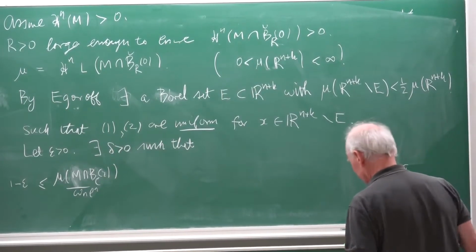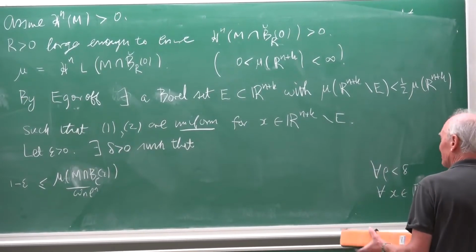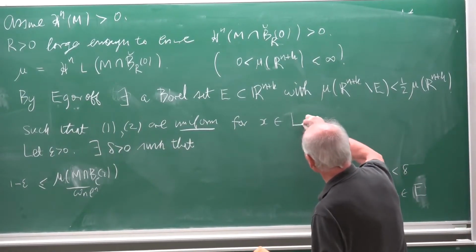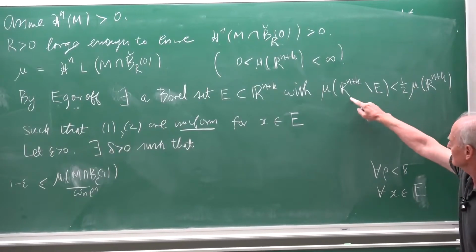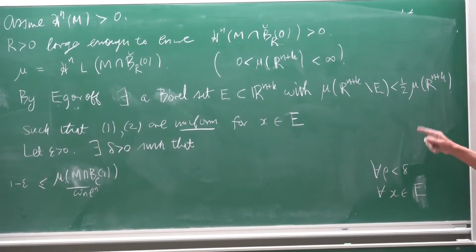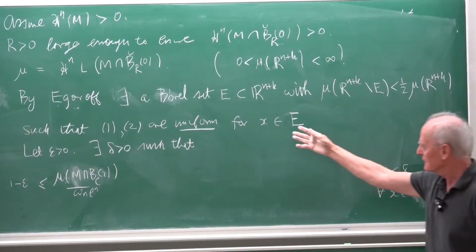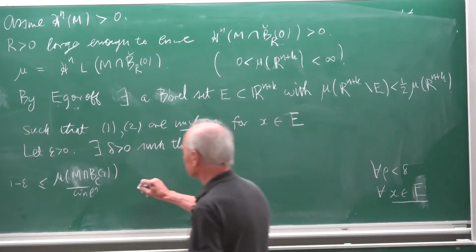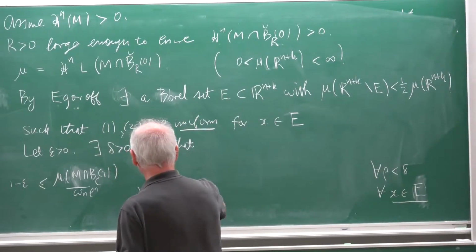Sorry, wrong way around. E is the set where the uniform convergence is occurring. So the complement is less than a half, chews up at least half, and then the uniform convergence is on the set E. So this is for every x in E. So we have that. And I could also say that this one is less than epsilon, but I just want the inequality going that way. So, well, that's actually the same in this case.